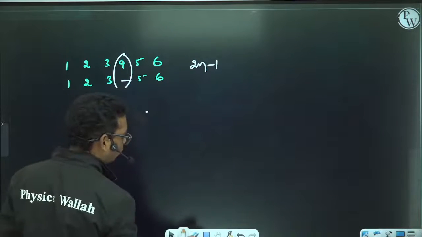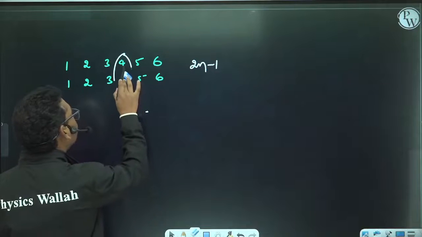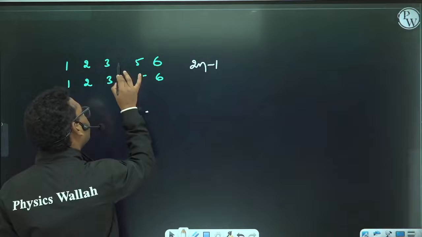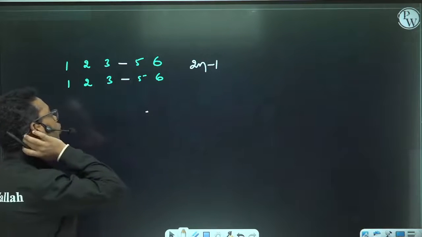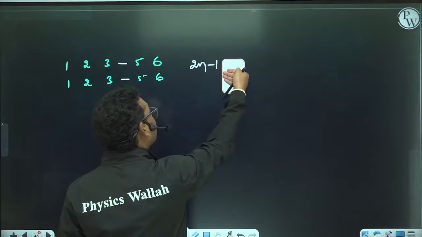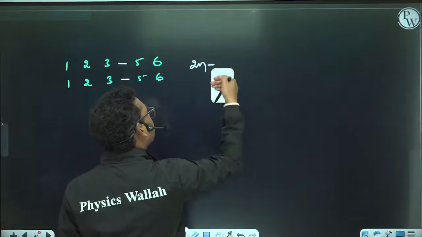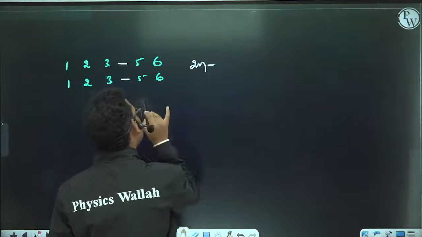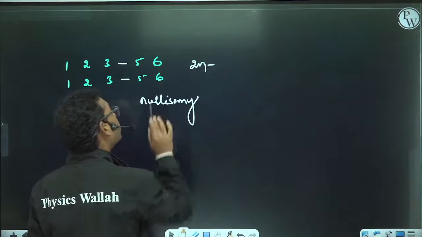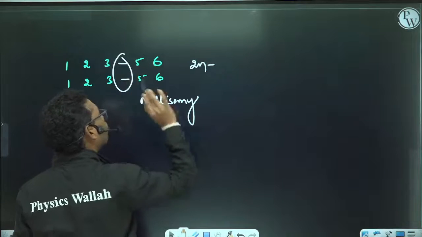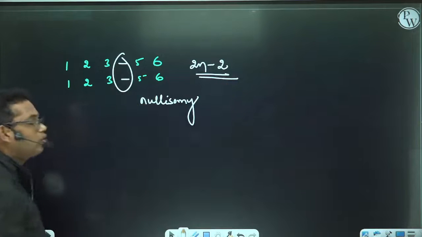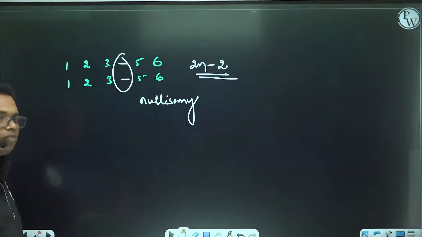What about nullisomy? Here I am removing 2 copies of a chromosome. That means I have removed 2 copies of chromosome 4. So every chromosome is present twice, but chromosome 4 is present 0 times. Because chromosome 4 is present 0 times, I will write this as nullisomy. I have removed 2 copies of chromosome 4, so I will write 2n minus 2. So this is nullisomy. Clear?